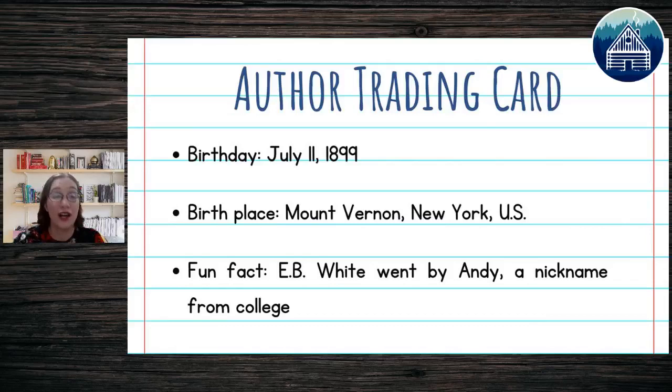So he was born on July 11th, 1899. He was born in Mount Vernon, New York, in the United States. And my fun fact is that he went by the name Andy, which was a nickname that he received from college. EB does not stand for Andy. It was because there was a professor at his college that was known as Andy White. And so everyone who went to that college that had the last name White, they gave him the nickname Andy for some reason. And that nickname stuck for him, but not the other people. So it was a name that he loved, that nickname, and that's the name that he went by after going to college.